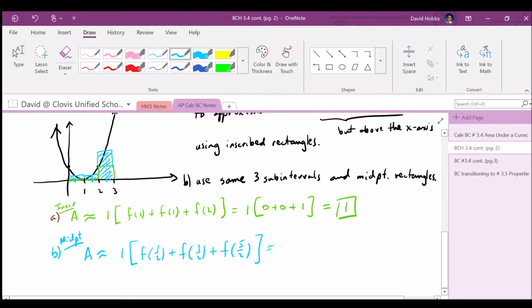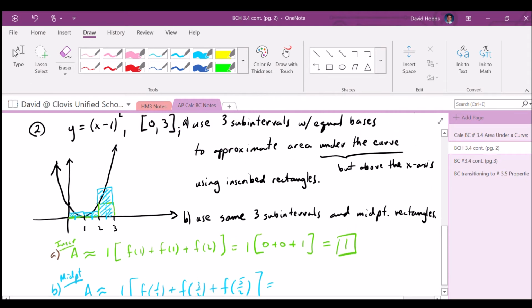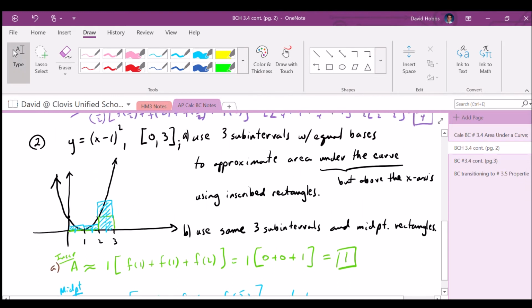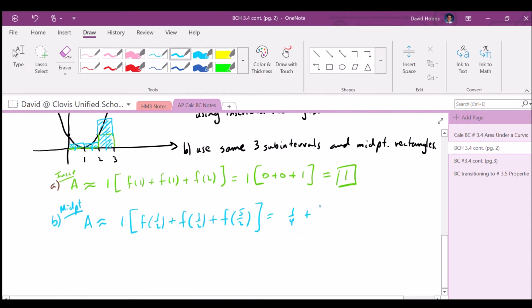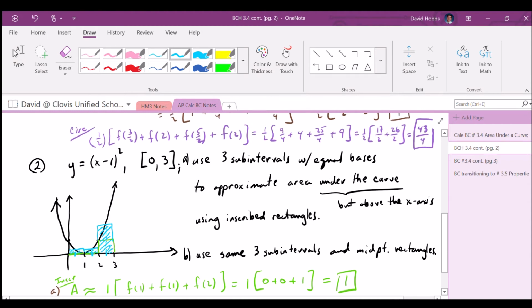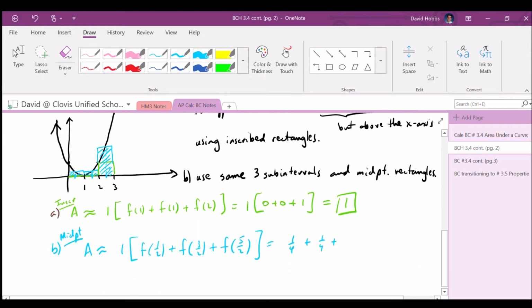Besides which, we're only doing approximations here for a little bit. We're really getting to the exact ones anyway. So we have 1 times, okay, so f of 1/2. So 1/2 minus 1 squared is 1/4, and then 3 halves minus 1, that's 1/2 squared is also 1/4. And then 5 halves minus 1 is 3 halves, 3 halves squared is 9/4.